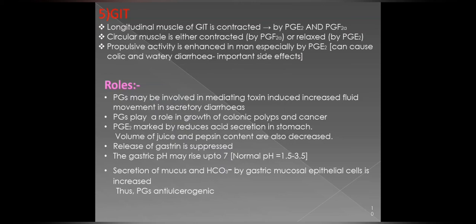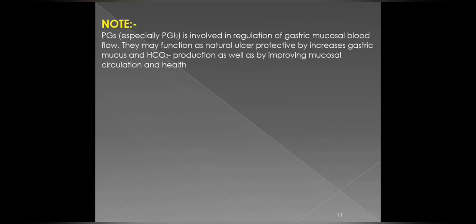Usually, gastric pH is acidic, having a range of 1.5 to 3.5. Due to a marked reduction in the acid secretion, the pH may rise up to 7, which is a neutral pH. Secretion of mucus and bicarbonate by gastric mucosal epithelial cells is also increased. Thus, prostaglandins are anti-ulcerogenic. Prostaglandins, especially prostaglandin I2, are involved in the regulation of gastric mucosal blood flow. They may function as natural ulcer protectives by increasing the gastric mucus and bicarbonate production, as well as improving the mucosal circulation and health.